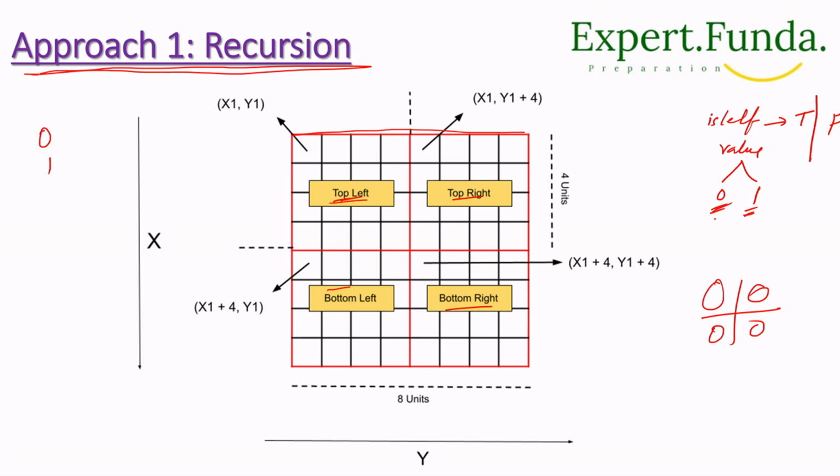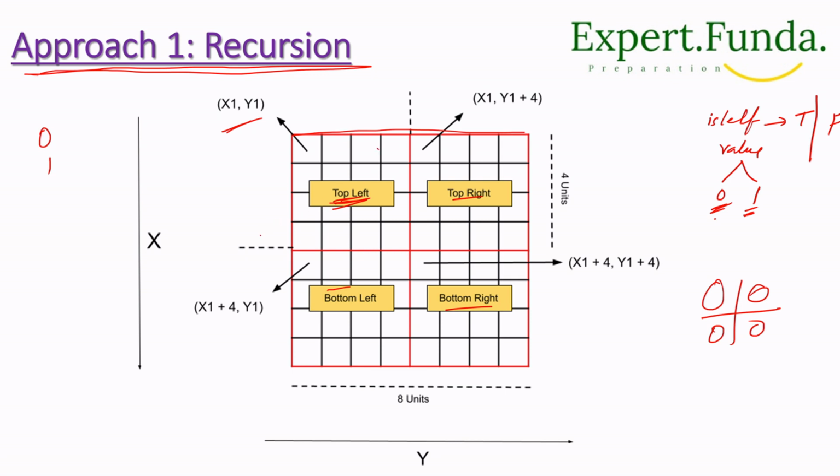To do this, first we will iterate over all the values in the current matrix, starting from the top left. With the top left coordinate, we can say x1 and y1, and the length of the side, if all values are the same, then we'll create and return a leaf node with the same value. We will not do anything else, we'll create and return from here.